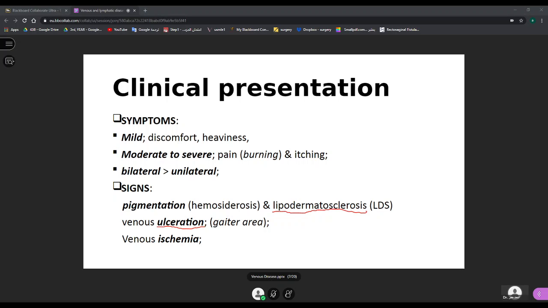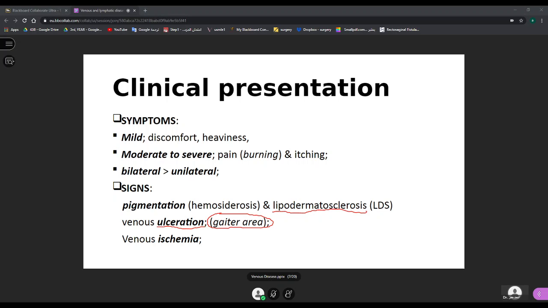This venous ulceration usually happens in the lower medial aspect of the leg, and this area is particularly known as the gaiter area. This area is found between the muscles of the calf and the muscles of the ankle. So where does it lie? It lies in the lower medial aspect of the leg, just above or around the medial malleolus. This area is known as the gaiter area, and this is the commonest area in which you get venous ulceration.